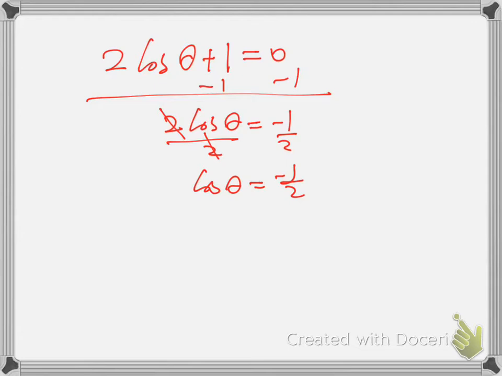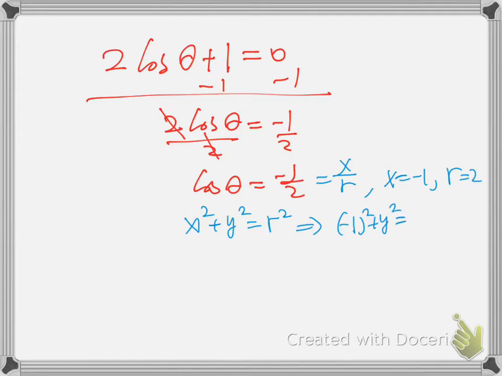Now, cosine is x over r in the plane. So x is -1, r is 2. We use theta for the angle, and x, y, r are the sides of the right triangle in the plane. Now solve for y, and then we know the point and can draw the right triangle. x squared plus y squared is r squared, so -1 squared plus y squared is 2 squared. So y squared is 3, y is positive or negative root 3.